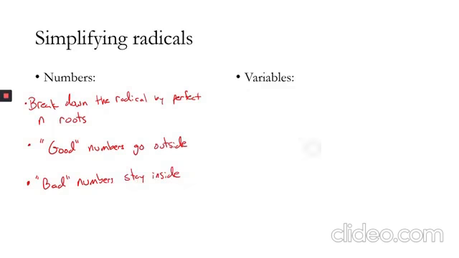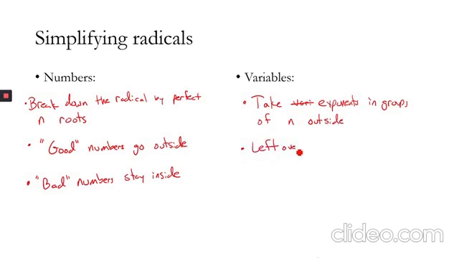Now, variables are actually really easy on these. We're going to take our exponents in groups of n, and then those are going to go outside. Then any leftovers stay inside.